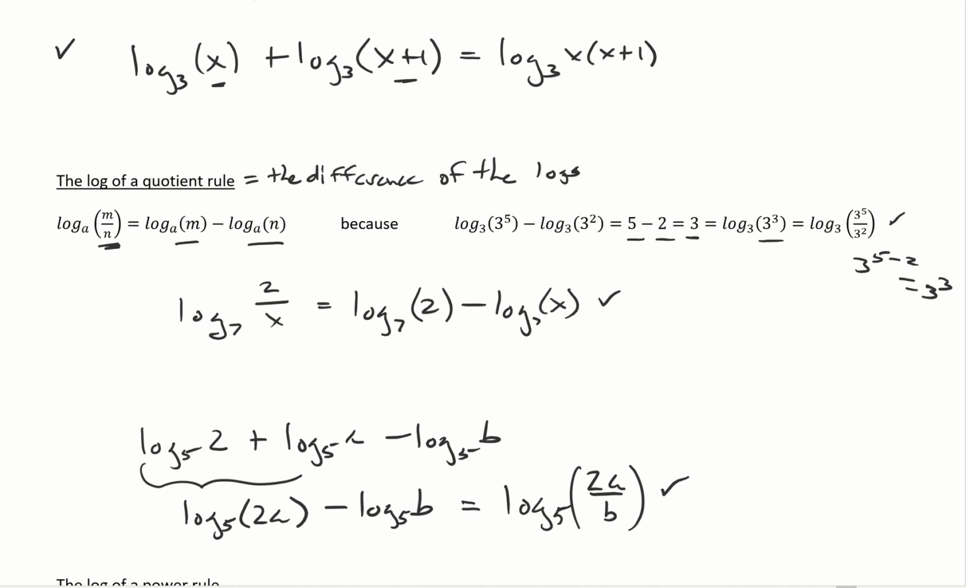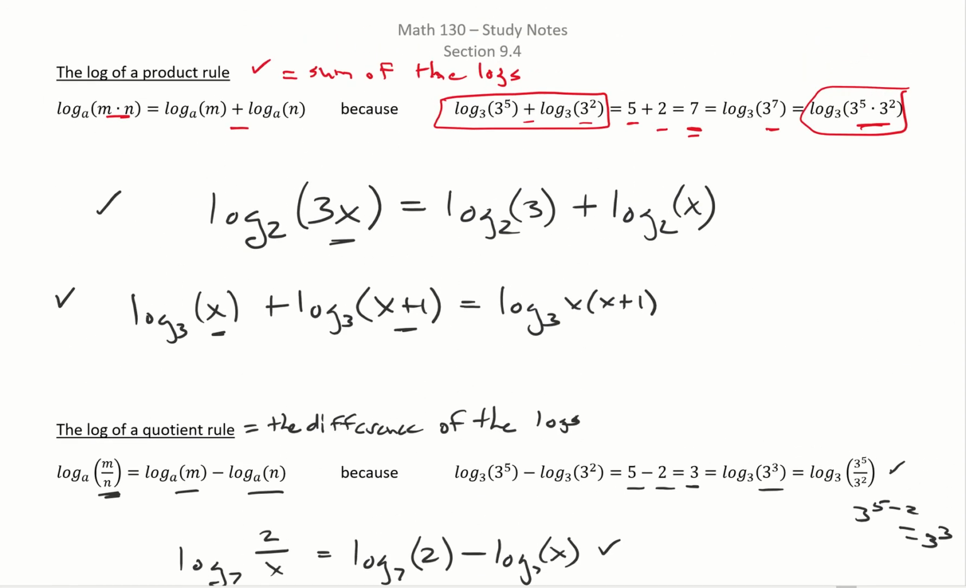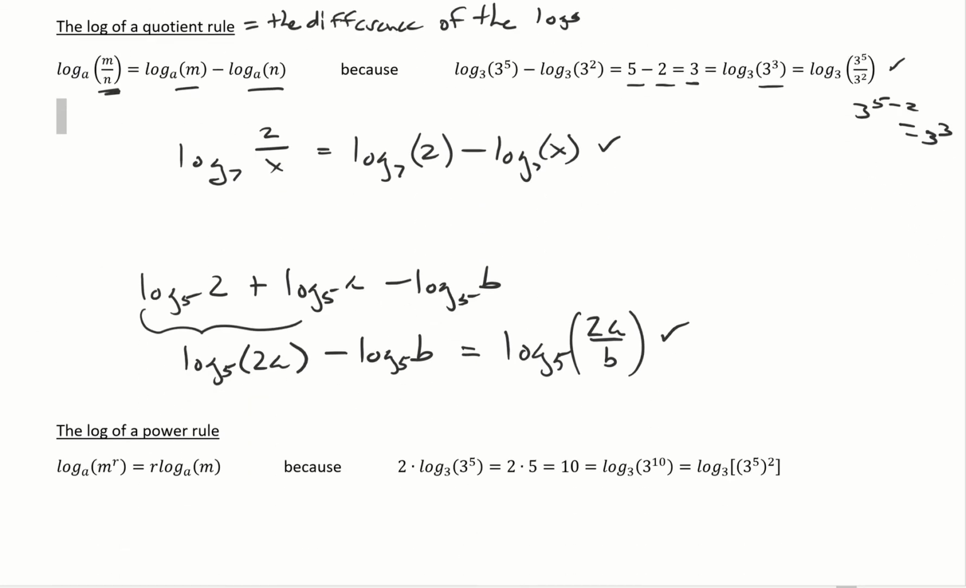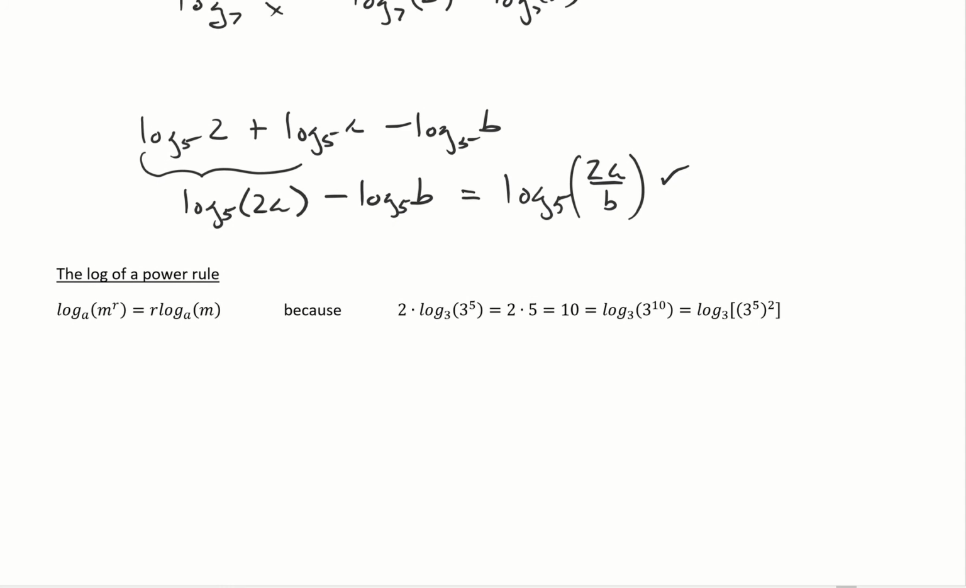So we have two properties so far. Multiply becomes add the logs. Divide inside a log becomes subtract the logs. And the last one is a power inside a logarithm. Okay, the log of a power. The log of a power equals the power times the log.